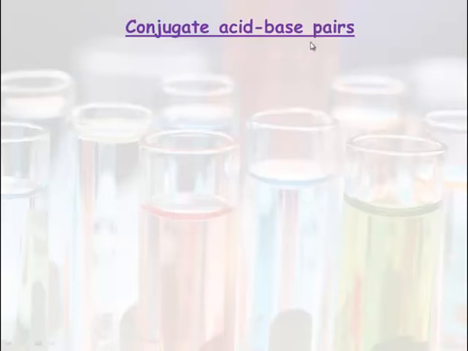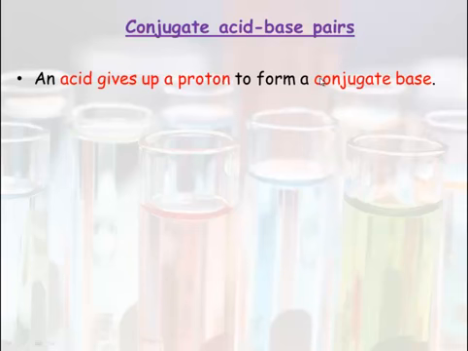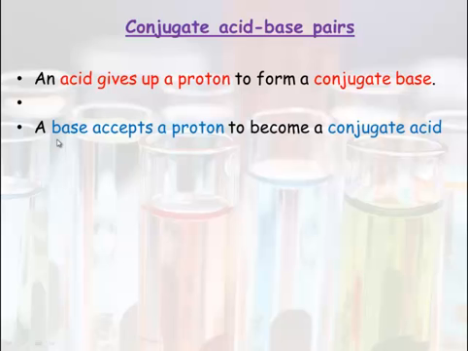Conjugate acid-base pairs. An acid gives up a proton to form a conjugate base. A base will accept a proton to become a conjugate acid. So an acid, when it loses its proton, will become a conjugate base, and a base, when it accepts a proton, becomes the conjugate acid of that base.